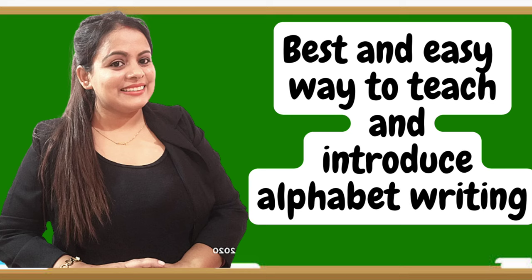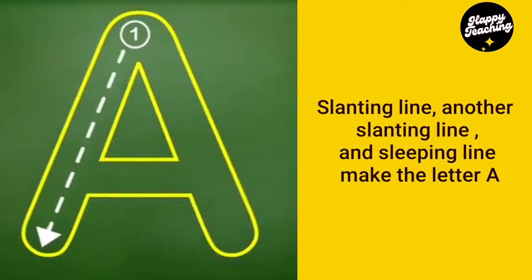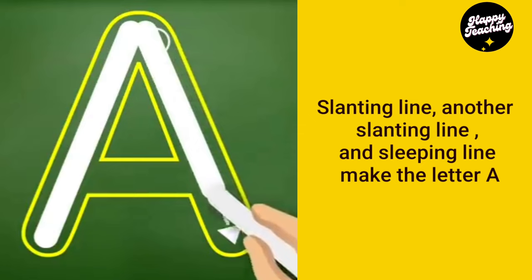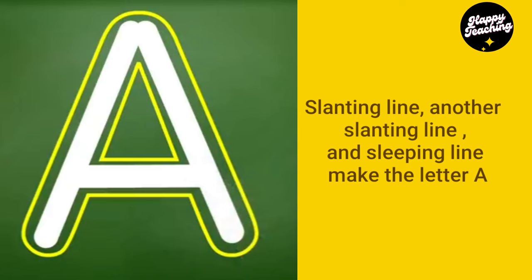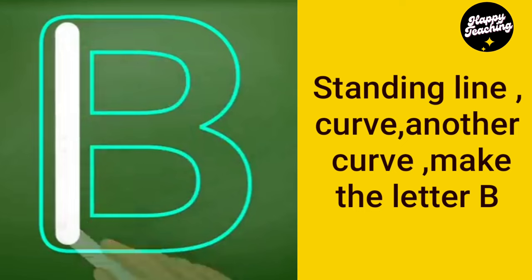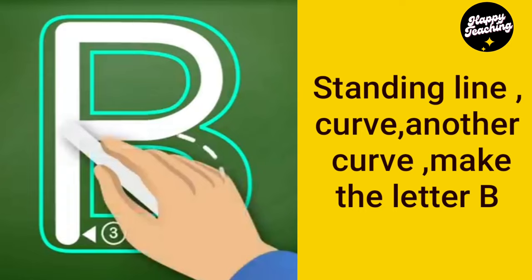So let's start. Slanting line, another slanting line, and sleeping line makes A. Now standing line, curve, another curve makes letter B.